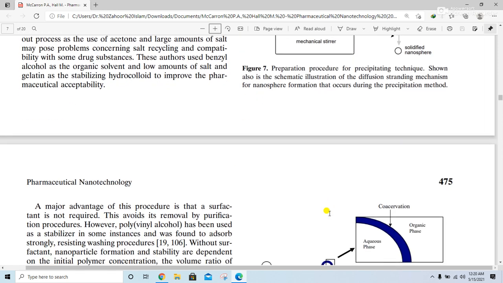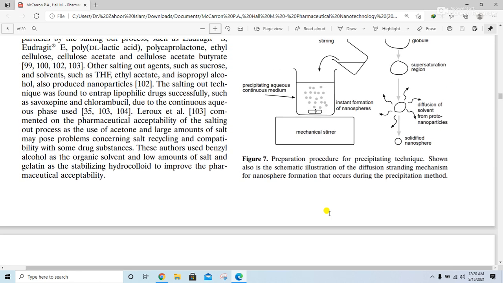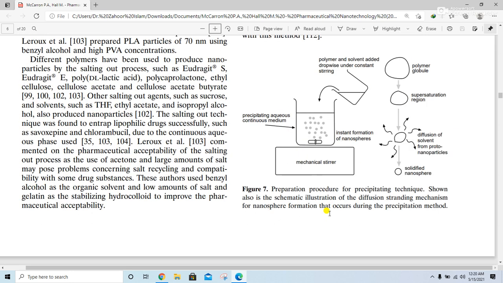Look at this overview. Look at figure number 7, you can see clearly the preparation procedure for the precipitation technique, shown also as a schematic illustration of the diffusion-stranding mechanism for nanosphere formation that occurs during the precipitation method. So what will we do in this procedure?